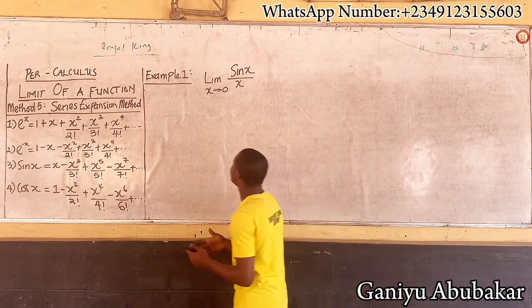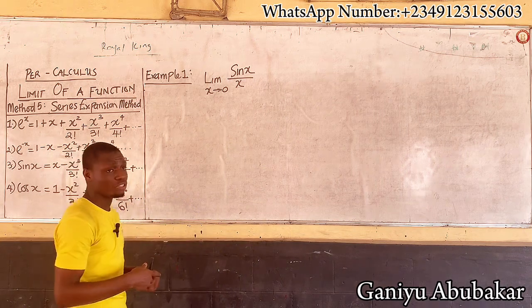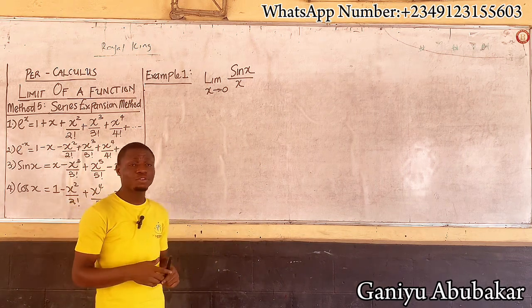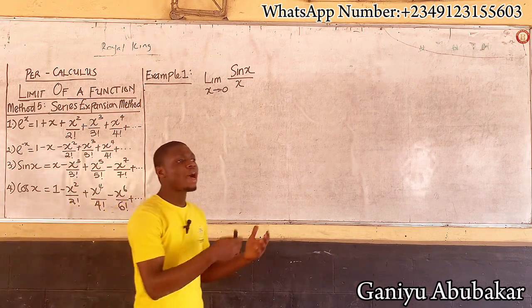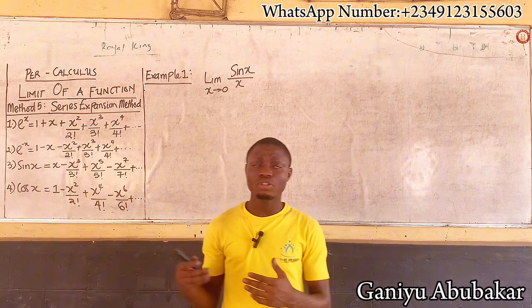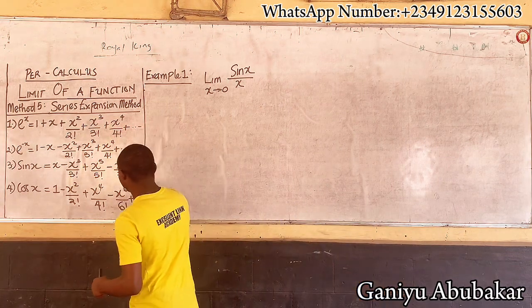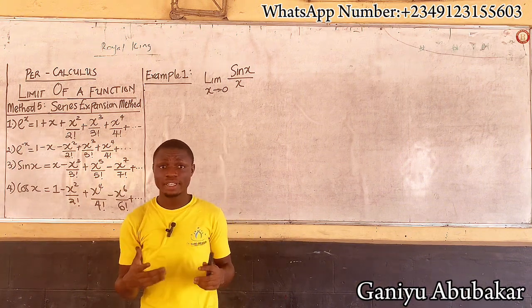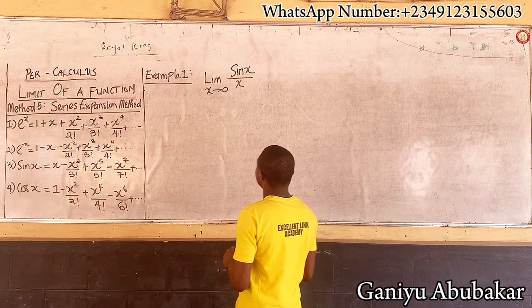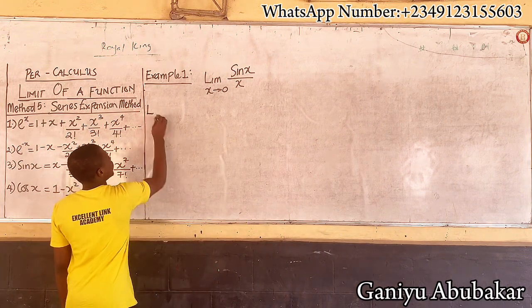So I have the limit of sine x over x as x tends to 0. How do you solve this problem using the idea of the series expansion method? Your ability to apply this method depends on knowing all this off the top of your head. Try to master them and digest them, as easy as that. All right, from here, my very first task is the limit solution.